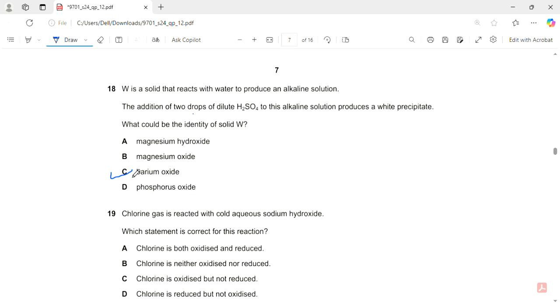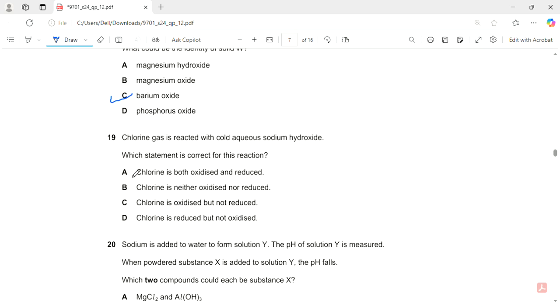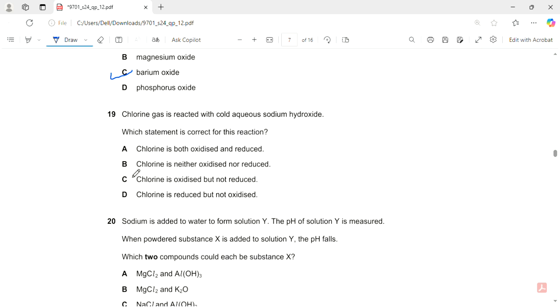And move to the next part of the question. Chlorine gas is reacted with cold aqueous sodium hydroxide. Which statement is correct for this reaction? Chlorine is both oxidized and reduced. It can happen when chlorine is reacted with sodium hydroxide, exactly. Chlorine is neither, no, B is not the answer. Chlorine is oxidized but not reduced. Chlorine is reduced. Option A is the correct answer. Yes, option A, chlorine can be both oxidized and reduced.